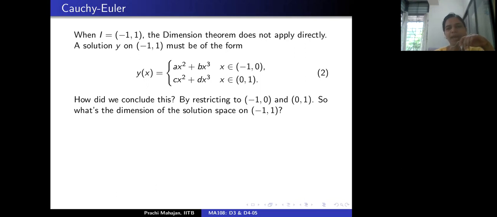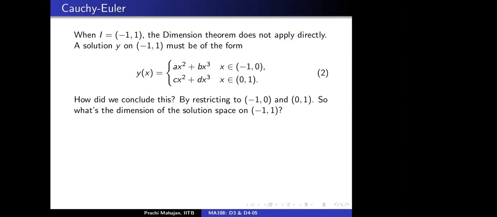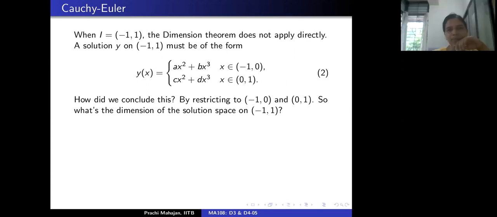Now let's go back to our original question. What is the dimension of the solution space of this ODE on the interval -1 to 1? How do we compute the dimension of the solution space on the interval -1 to 1, if I know that any solution on the interval -1 to 1 must take the following form as described here by equation 2?